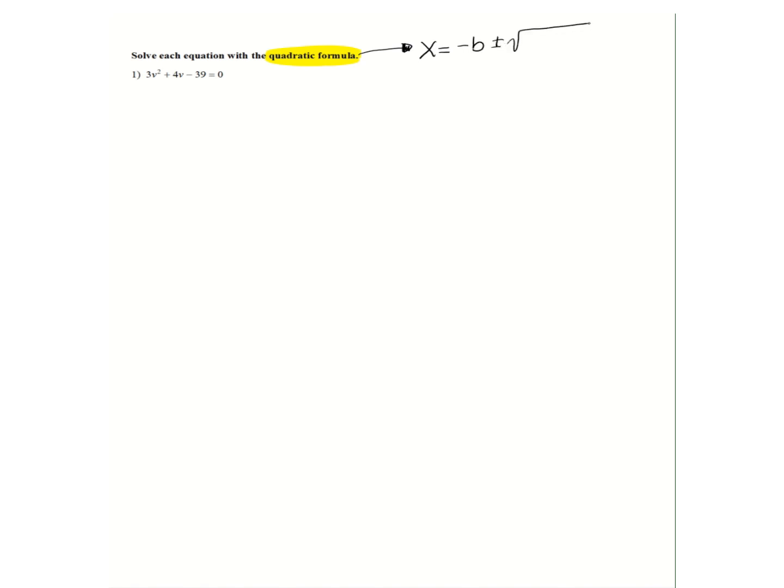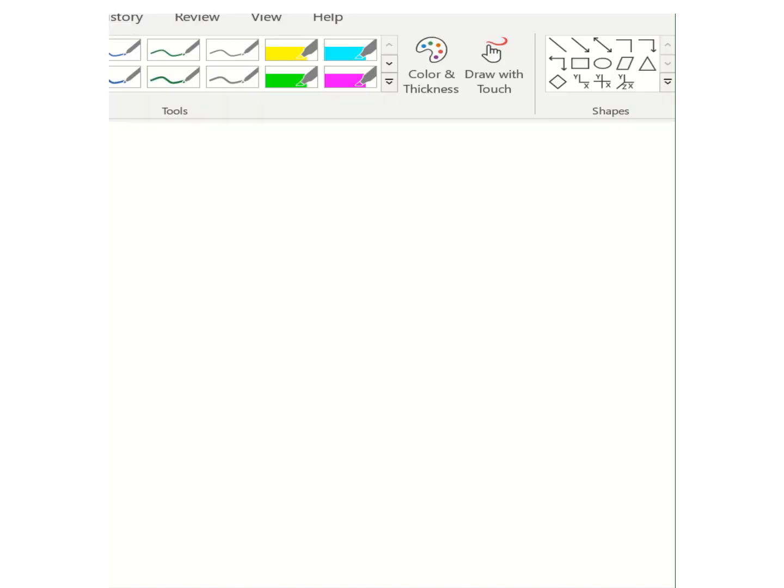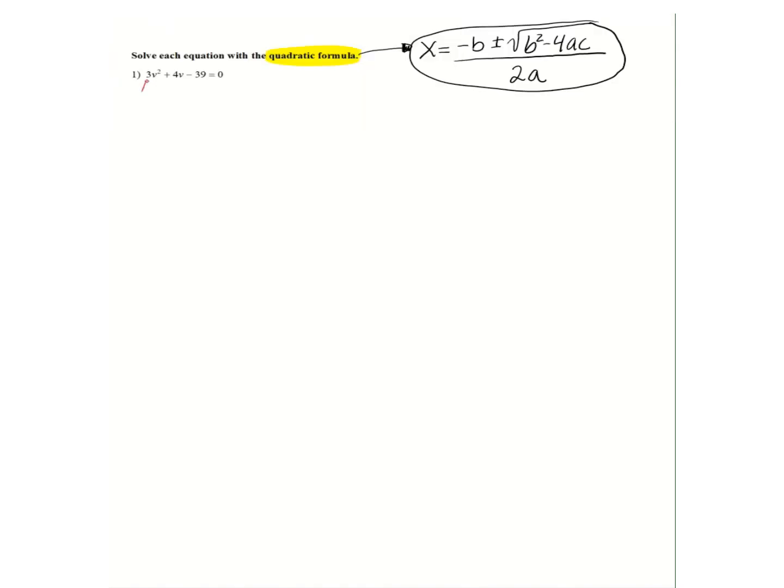So it's going to be a fraction. On top of the fraction, in our numerator, we're going to have negative b plus and minus the square root of b squared minus 4a times c, and the denominator will be 2a. So like I said, it looks a little intimidating, but we're going to be replacing all those variables with numbers.